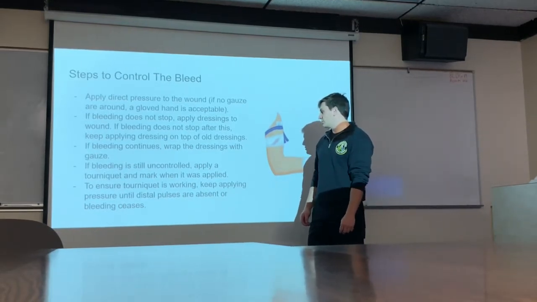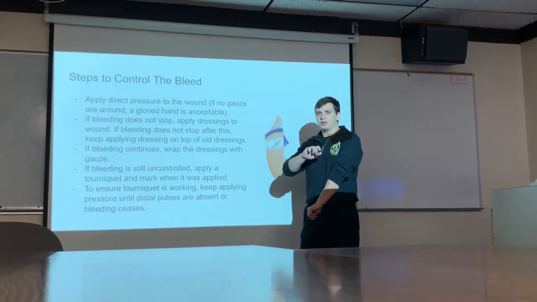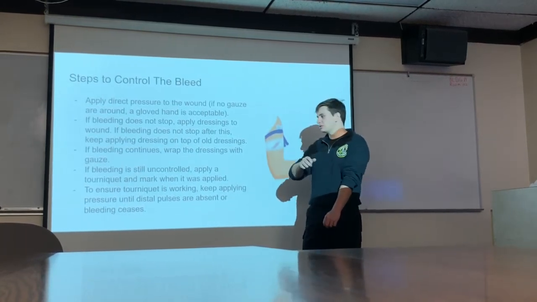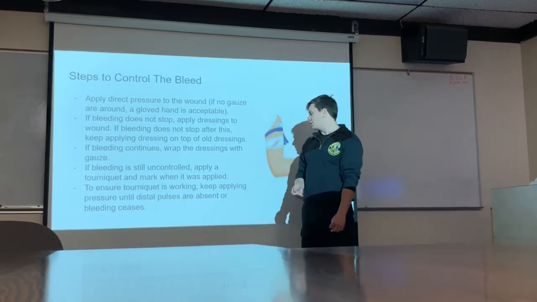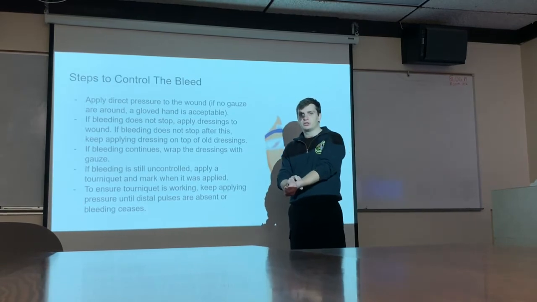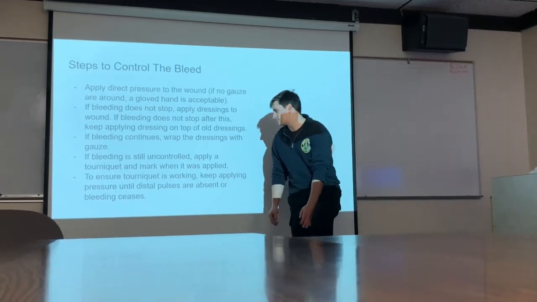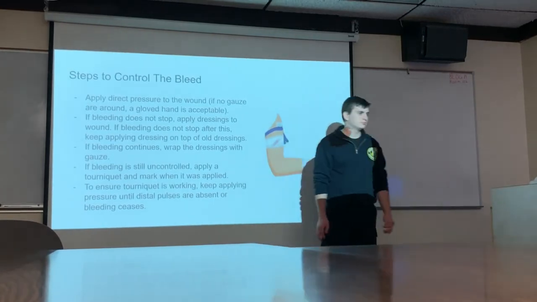And to ensure your tourniquet is working, you're going to keep applying pressure, so keep pulling, and then you should only have 1 or 2 twists on your windlass cord. But you're going to know it's working when your distal pulse, so usually it's going to be your radial pulse or your pulse on your foot, those are going to be gone and your bleeding will stop.